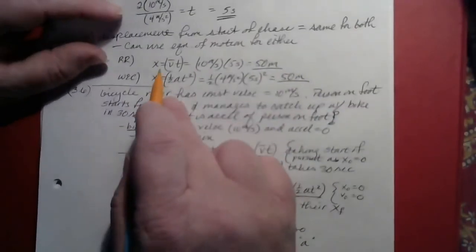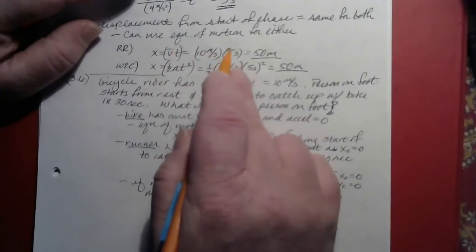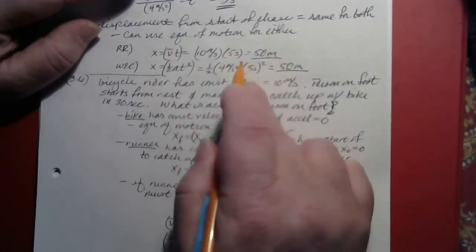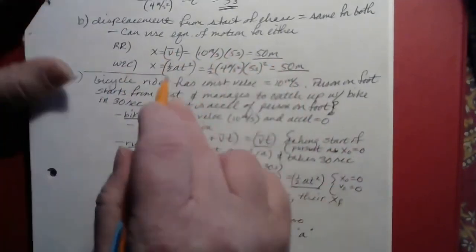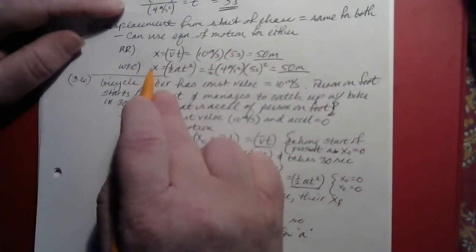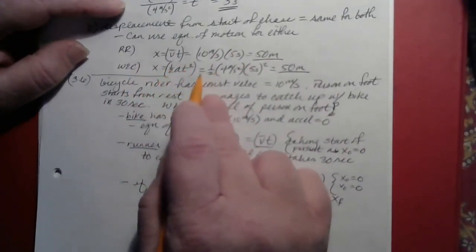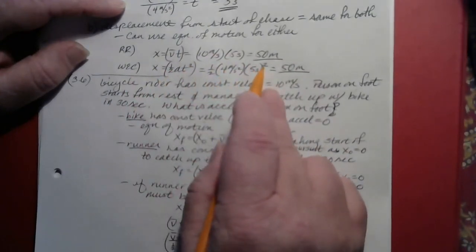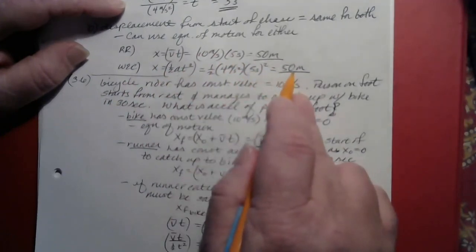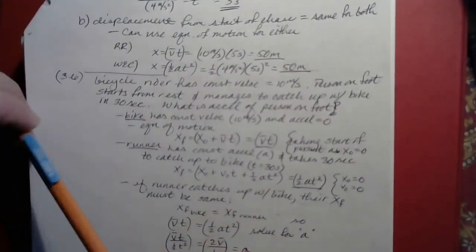And in fact, I worked it out for both of them. Using the equation for the Roadrunner's motion, X equals VT, you get 10 meters per second times 5 seconds. That's 50 meters that they've traveled during that time that the Coyote was chasing the Roadrunner. And using the Coyote's equation of motion, we've got X equals 1/2 AT squared. That's 1/2 times 4 meters per second squared times 5 seconds squared. So remember to square the 5, and you get 50. So it is the same either way, just like it should be.